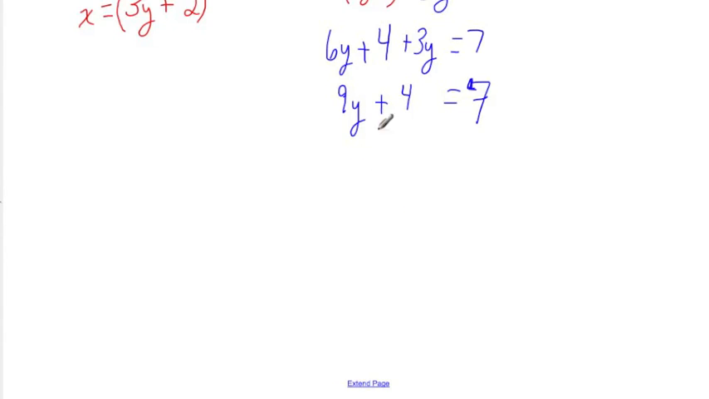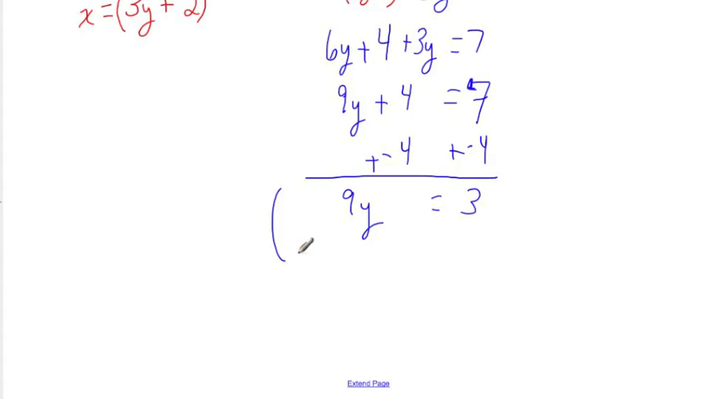Now I can continue solving here. Need to get rid of terms without my variable in it by adding the opposite. This will give me 9y equals 3. And now I multiply both expressions by the reciprocal of the coefficient, which is 1/9. That'll give me y equals 1/3. So I now know that y equals 1/3.